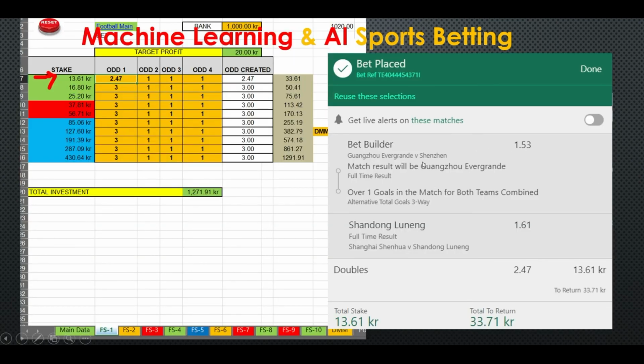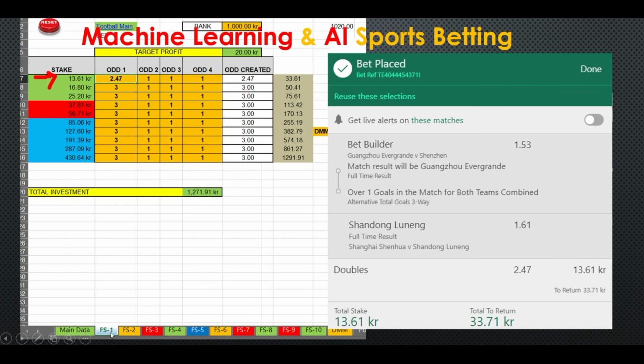So the first bet for tomorrow, I pick the home team to win from this match, Guangzhou versus Shenzhen, and over 1 goal in the match. That gives me 1.53. Then I pick the away team to win in this Shanghai versus Shandong. So if you multiply those 2 bets, they give us 2.47.